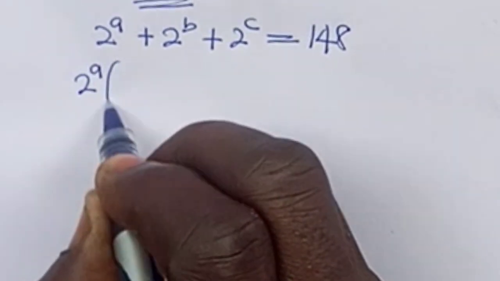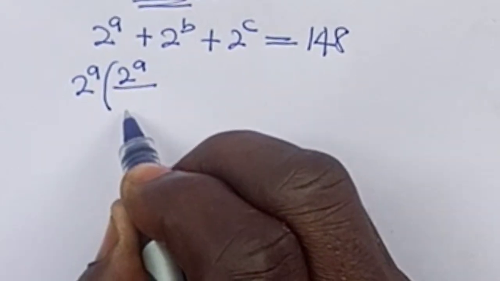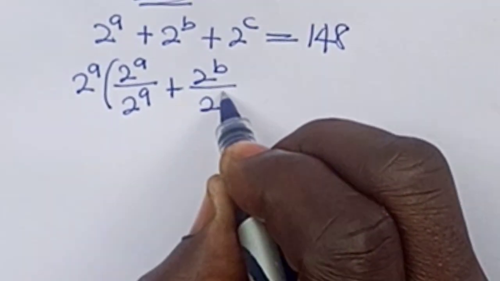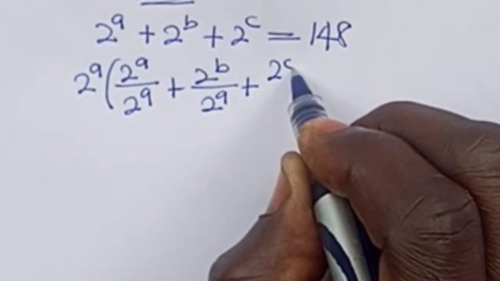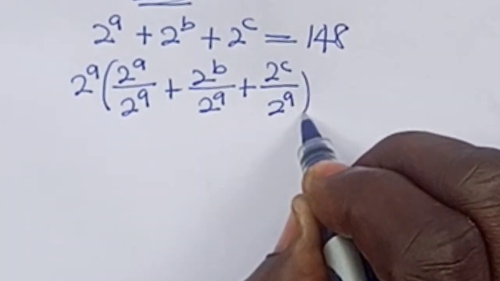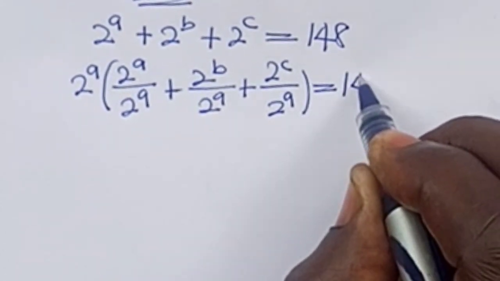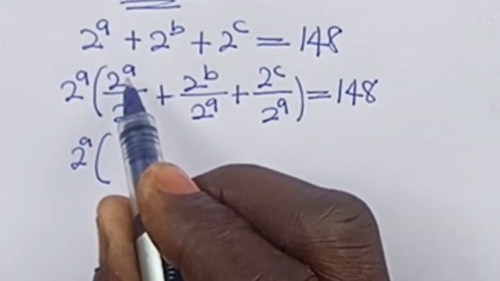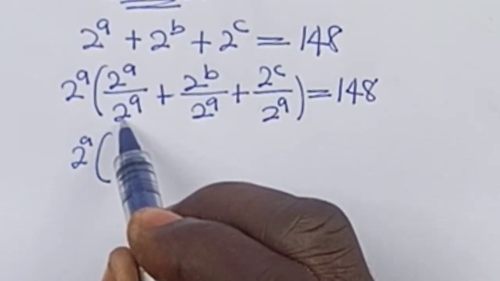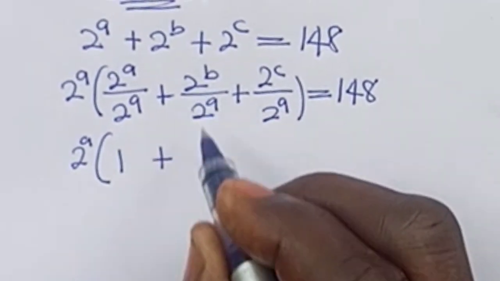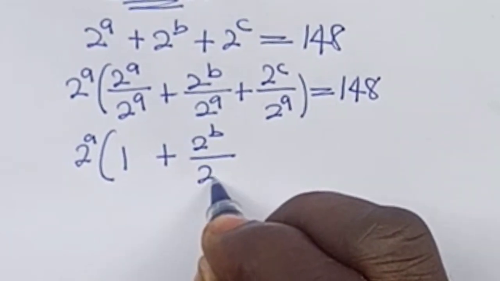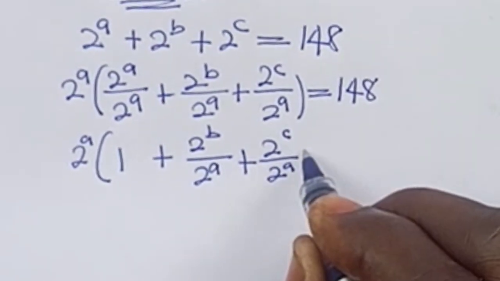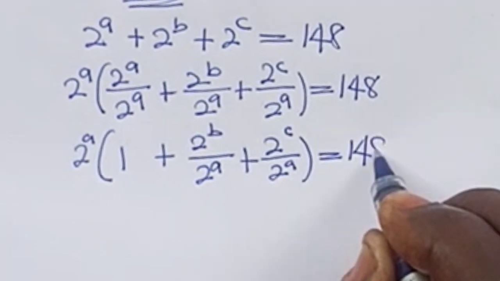2 to the power of a, open a bracket: 2 to the power of a over 2 to the power of a, plus 2 to the power of b over 2 to the power of a, plus 2 to the power of c all over 2 to the power of a. If we close this bracket, this all equals 148. And the next line becomes 2 to the power of a. If you open this bracket, 2 to the power of a divided by 2 to the power of a would be 1. Plus 2 to the power of b over 2 to the power of a plus 2 to the power of c over 2 to the power of a, all equals 148.